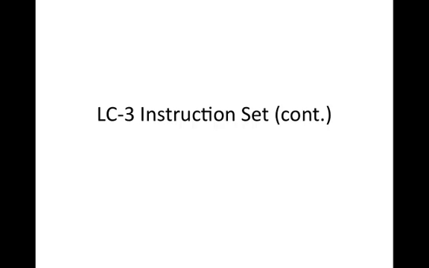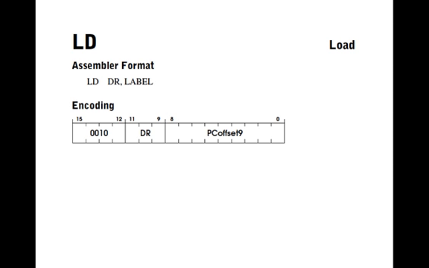In this video, we will cover all of the load instructions from the LC3's ISA. We will begin with the load instruction. In short, this instruction does exactly what it sounds like it does. It loads a value into the specified destination register. The assembler format allows a user to store the memory address that holds the desired value in a label, and then load this value using the label onto any register.